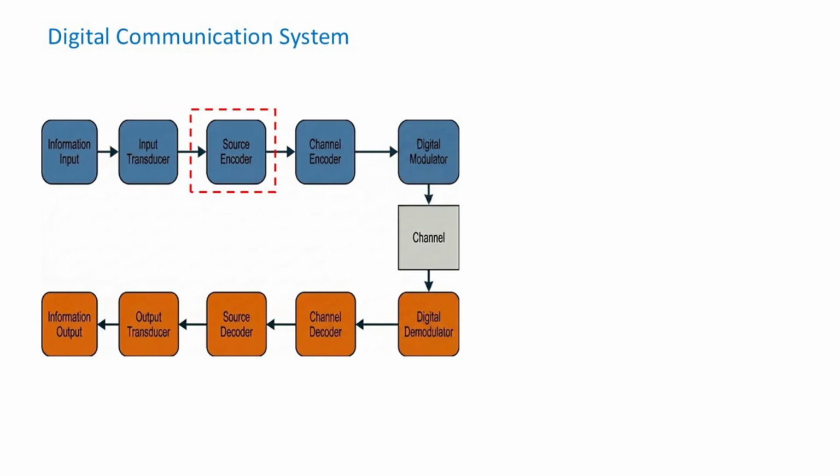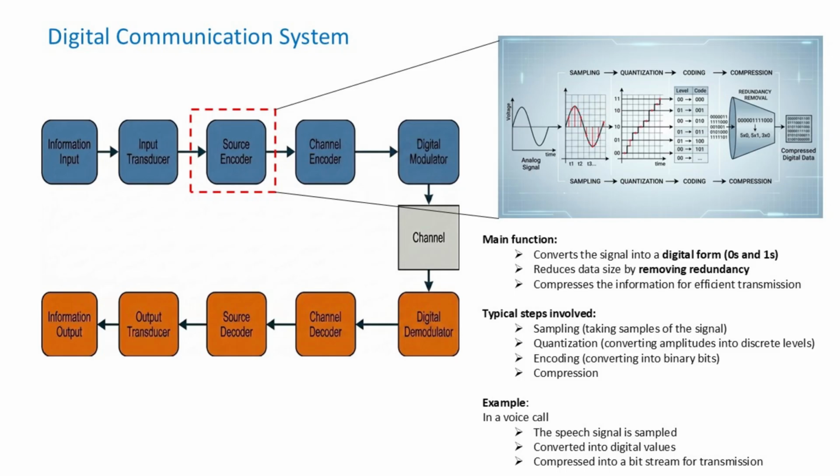Next is the source encoder. Its main function is to convert the input signal into a digital form, meaning it represents the information using 0 and 1. At the same time, it reduces data size by removing unnecessary redundancy and compresses the information to make transmission more efficient. The process typically includes several steps: sampling the signal, quantizing the amplitude into discrete levels, encoding the result into binary bits, and finally compressing the data into a compact bit stream.